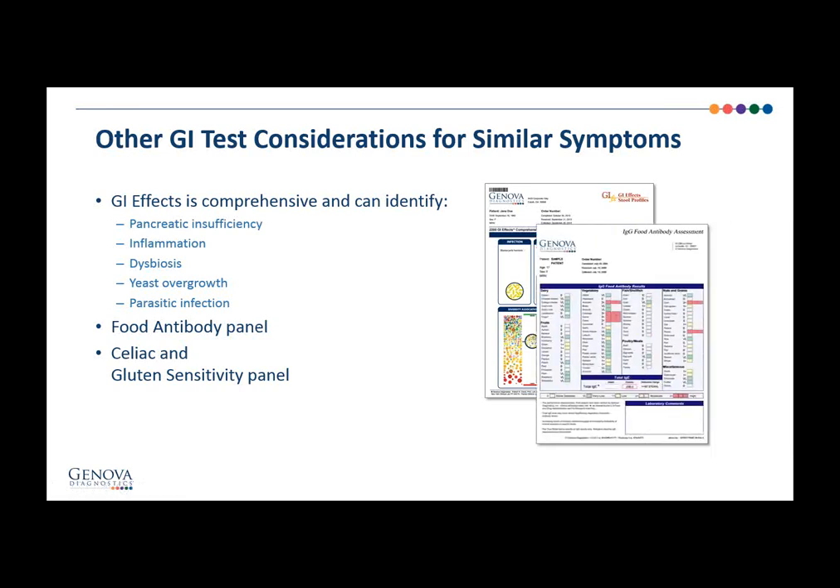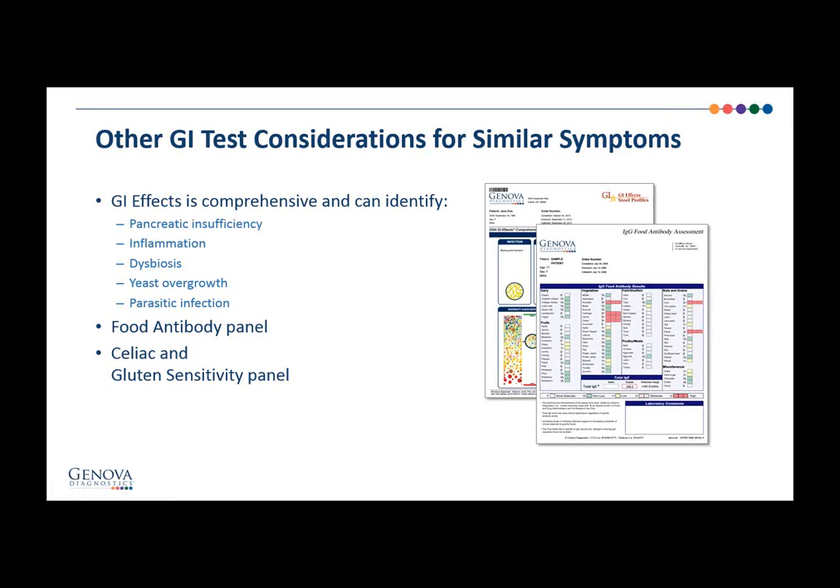You can also think about the food antibody panel. So if a patient, or you, are really curious about knowing if there's an immunological reaction, maybe they just notice that certain foods bother them and they want to see if there's some sort of immunological reaction, you can do IgG testing for these certain foods.